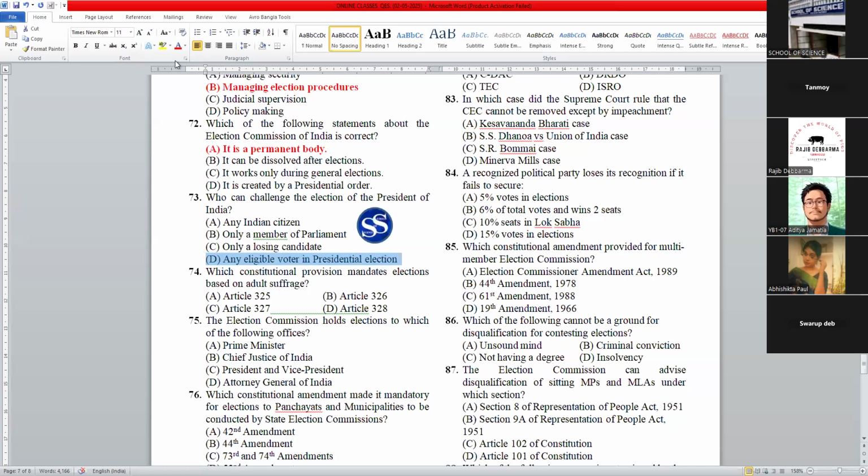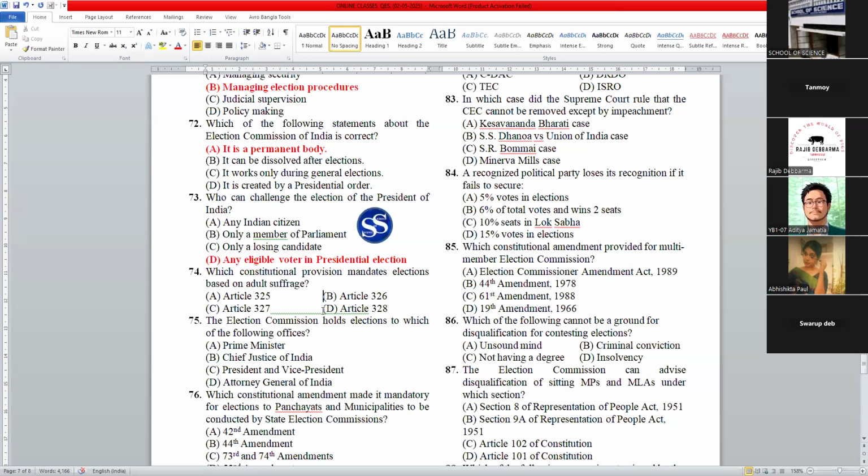Do you know in which article it is contained? It is contained in Article 71. According to Article 71 of the Indian Constitution, the election of the president can be challenged only through an election petition presented to the Supreme Court, and it can be filed only by a candidate or an elector. That is, a person eligible to vote in the presidential election, such as members of parliament and members of state legislative assemblies who form the electoral college.